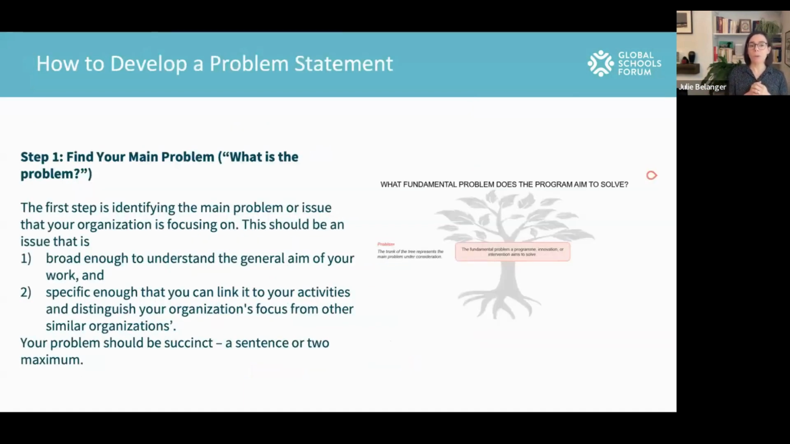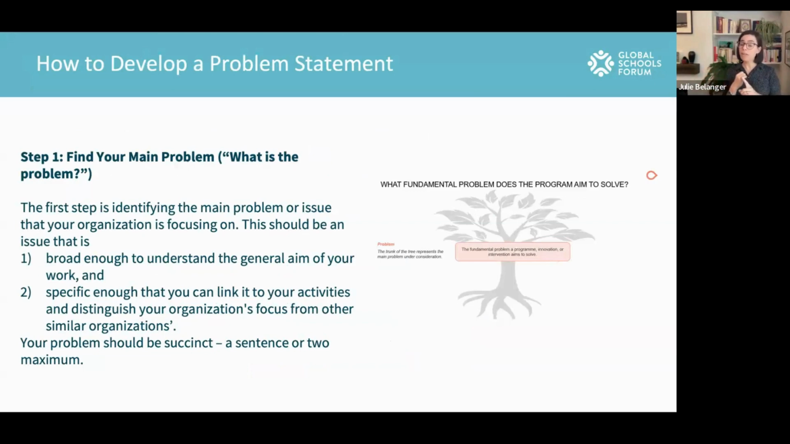So how to develop your problem statement. The first step is finding what is the problem. Now, this is the problem that either your innovation is trying to solve, but it could also be a problem that your organization as a whole is trying to solve. So just be clear about the level at which you're working here, and think about the problem as being the trunk of the tree. So you have your big picture of a tree, put a box on the trunk, and that is where you would put your problem statement.